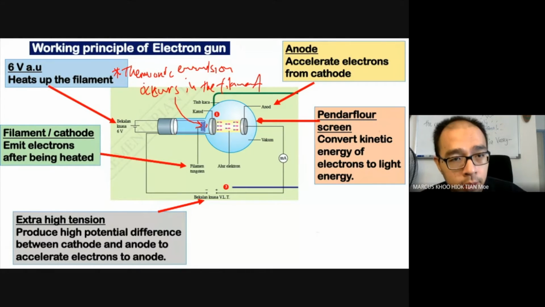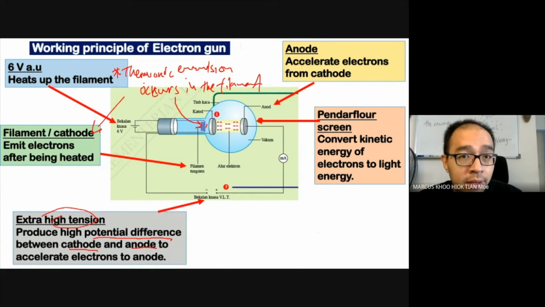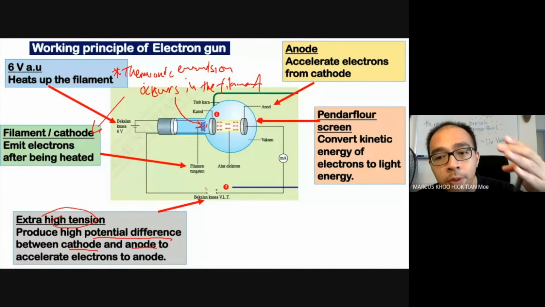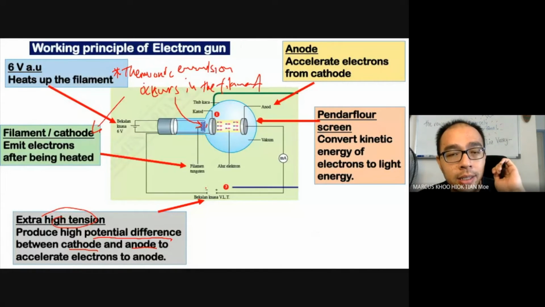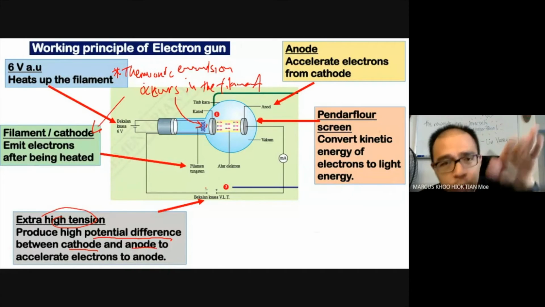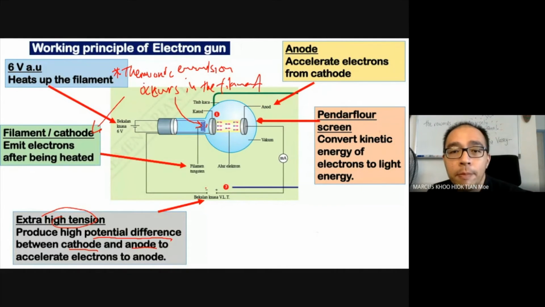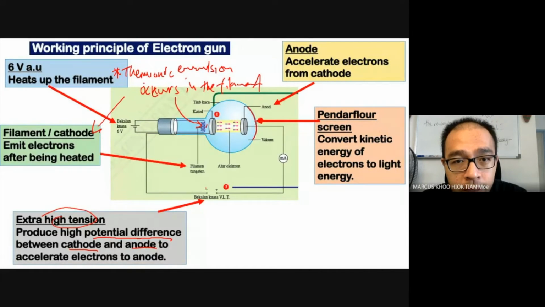Then the filament and the cathode will emit the electrons after being heated by the thermionic emission. The purpose of the anode here is so that the electrons in the cathode will accelerate towards the anode. Then the extra high tension here is to provide the high potential difference between cathode and anode to accelerate the electrons to the anode. That's the purpose of the extra high tension, to let the electrons be released.